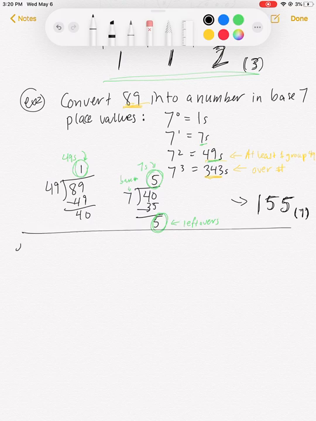Let's do another example. In example number 3, we will convert 645 into a number in base 5.